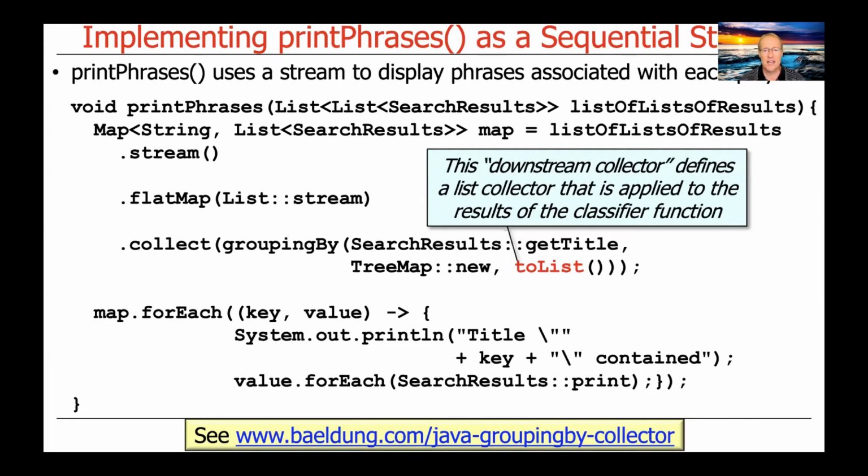And what it does is it's going to essentially take the values that correspond to the indices and the search phrases, and it's going to make a list of search results. So we're going to have the keys be the strings, which are the titles, and then the downstream collector is going to do another classification round where it's going to convert those things into lists of search results. And that's what we're going to end up printing out, which we saw earlier when we looked at the output from the print phrases method.